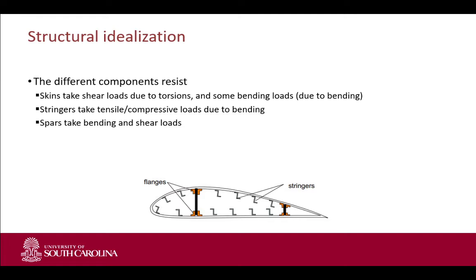And we said, look, first of all, we realized there are a couple of different components. We have the skin, we have the stiffeners, we have the spars, and each and every component has a certain function in our structure. We say the skins can take either shear loads due to torsion, some bending. Stiffeners can take up the tensile loads and the compressive loads, and the spars can also take both bending and shear loads.